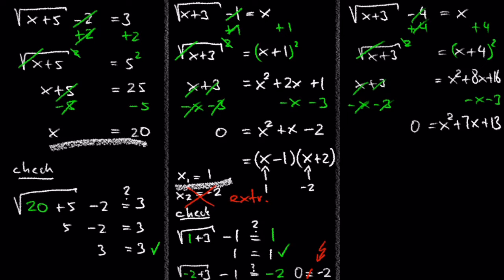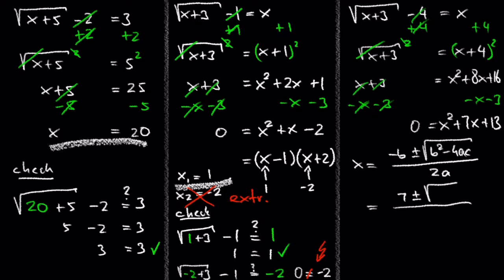Let's solve this with the quadratic formula, which is x equals minus b plus or minus the square root of b squared minus 4ac, divided by 2a. b is 7, so we get minus 7 plus or minus the square root of 7 squared, which is 49, minus 4 times 13, which is minus 52. 49 minus 52 is negative 3, and the square root of a negative number has no solution when dealing with real numbers. So there's no real solution for this radical equation.